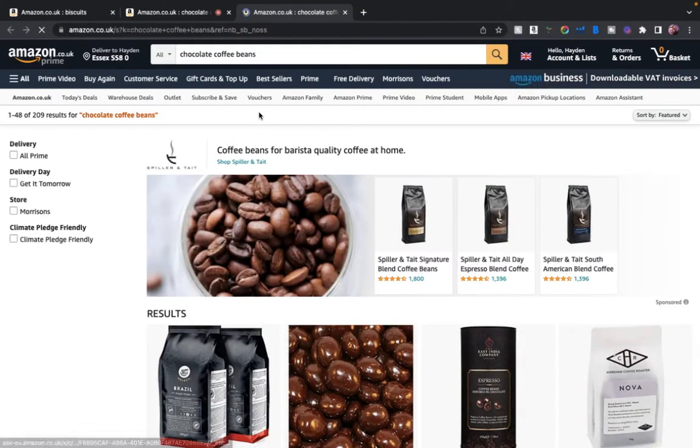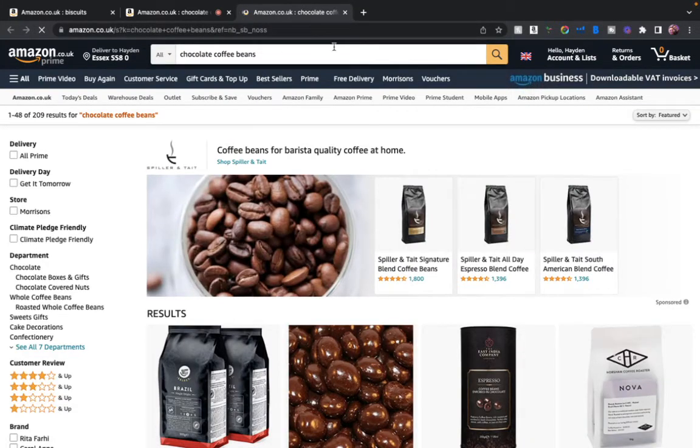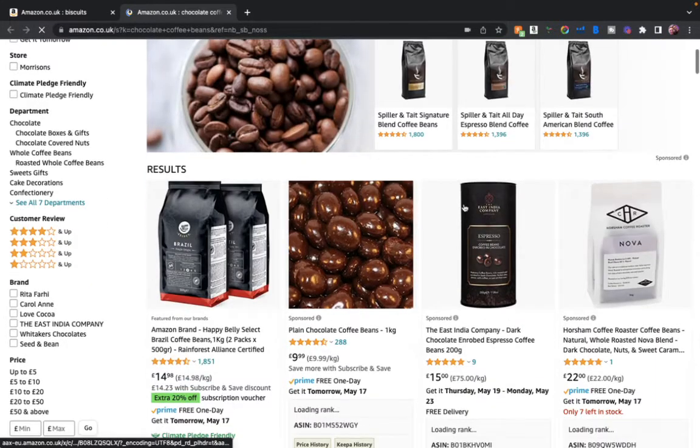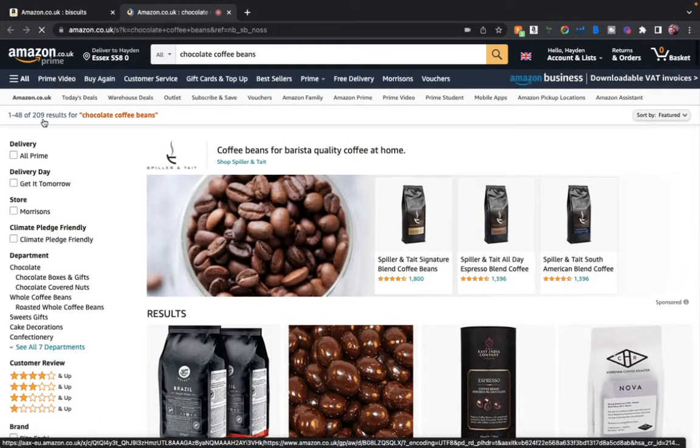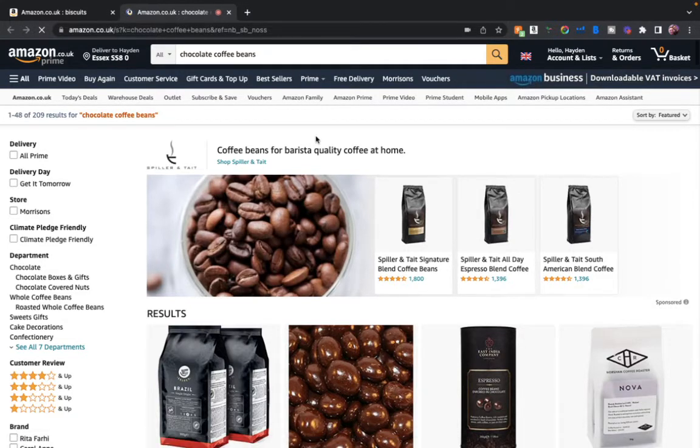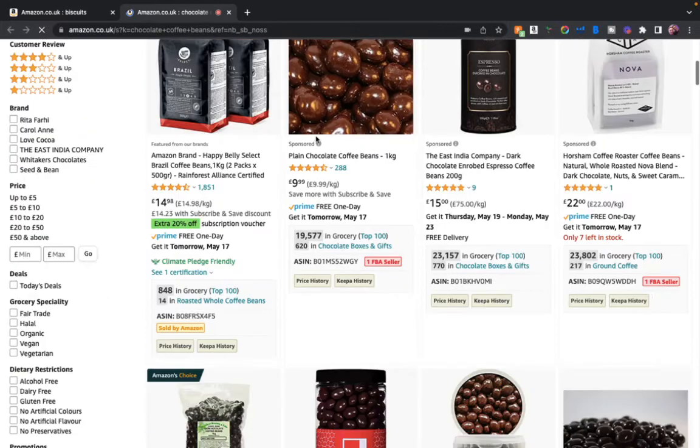So what we're doing is trying to find these different keywords. Get rid of that there so it doesn't make the screen all clogged up. So yeah, type in chocolate coffee beans and it will come up with all these suggestions. As you can see, we've got 209 results, which doesn't mean that there's loads of people searching for it, most likely, or there's not much competition here.